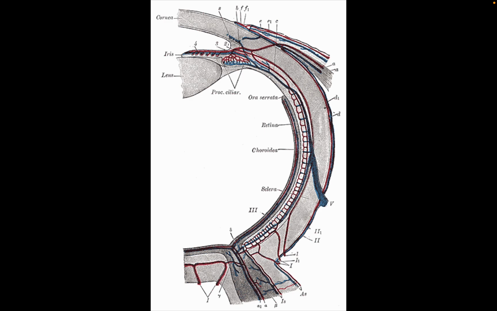And at last, the long posterior ciliary artery goes in between the sclera and the choroid, and it creates an anastomosis with the anterior ciliary artery, and together they nourish the iris and the ciliary body.